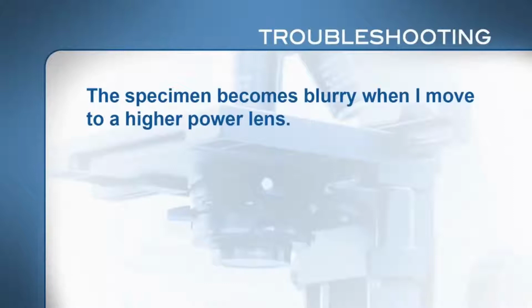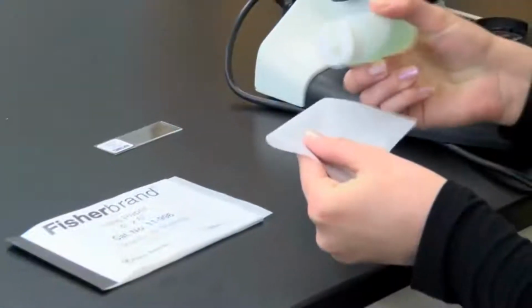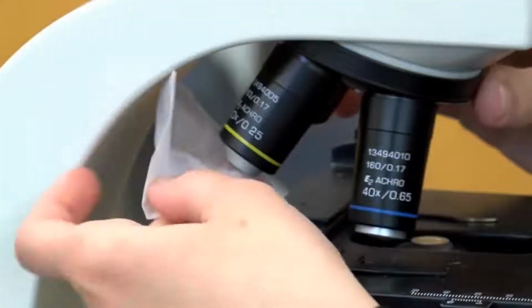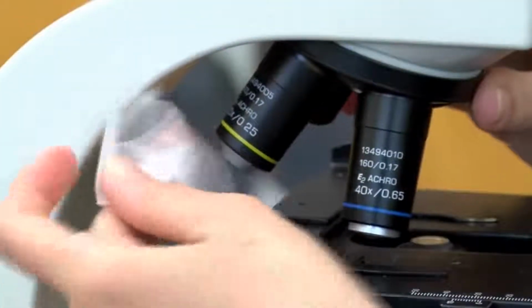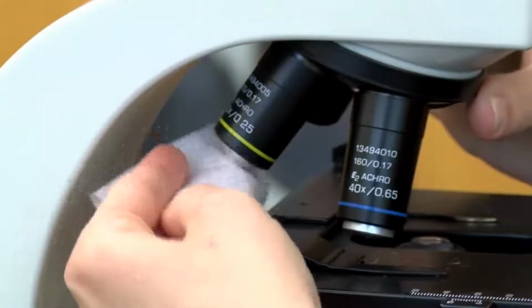If when you move to a higher power lens, the specimen becomes blurry as though it were coated with Vaseline and you cannot focus, you may need to clean the lens. Soak a piece of lens paper, and only lens paper, with lens cleaner and wipe the lens. Then wipe dry with clean lens paper. Repeat a couple times. If this doesn't solve the problem, check with your instructor.